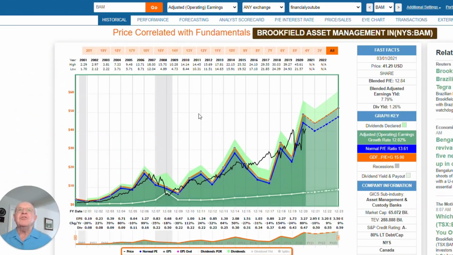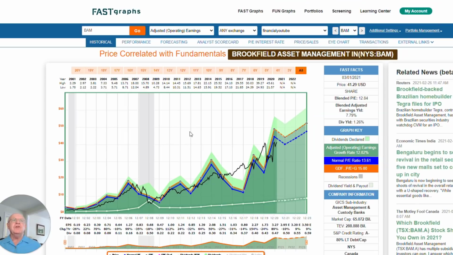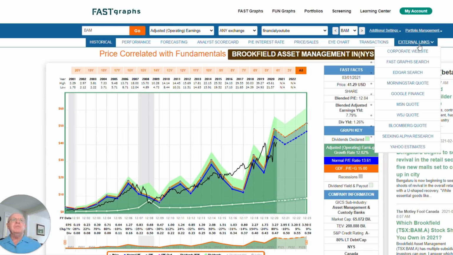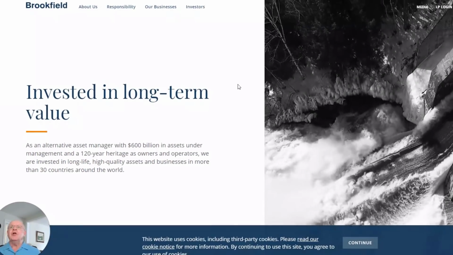So moving on, let's go to Brookfield Asset Management. Now, as you can see, this company is very, very cyclical. This is an asset manager that actually does some interesting work. So I'm going to show you another feature of Fast Graphs here. I'm going to go up to the internal links and click directly onto the company's corporate website. That allows me to go in and learn a little bit about what it is.